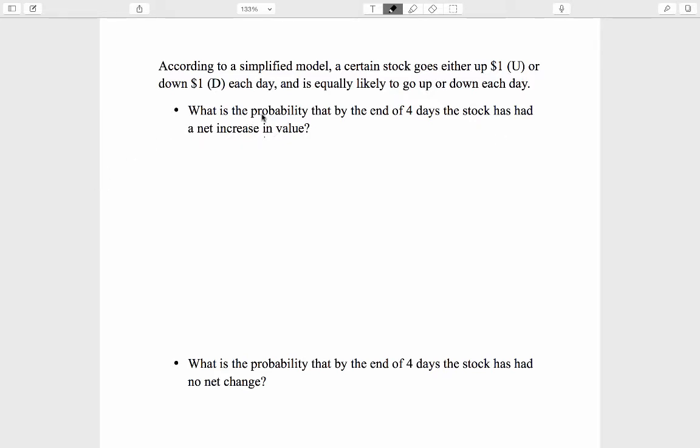Before we do anything else, our immediate response to hearing the phrase "the end of 4 days", which means that we're running our experiment through 4 stages of observing ups and downs, is to write the fourth row of Pascal's triangle. Now we ask, which outcomes contribute to the event that there is a net increase in value? Here we have 0 U's and 4 D's. Here we've got 1 U and 3 D's, 2 U's and 2 D's, 3 U's and 1 D, and finally 4 U's and 0 D's.